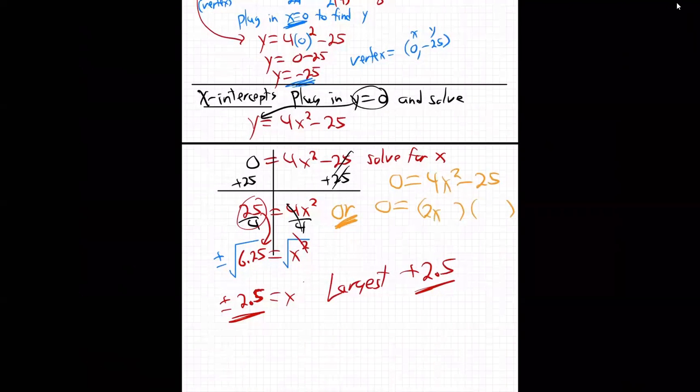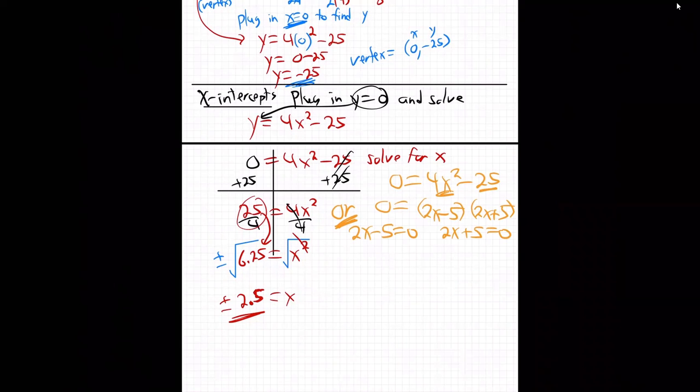Remember this, like 2x times 2x makes 4x squared? Remember that kind of thing? And then the back, 5 times 5 makes negative 25. You got to get a 1 minus and 1 plus to make negative 25. Remember all that? And then we set each one equal to their own 0. So 2x minus 5 equals 0 and 2x plus 5 equals 0. Right? Let me get this out of the way. Then you solve each one.